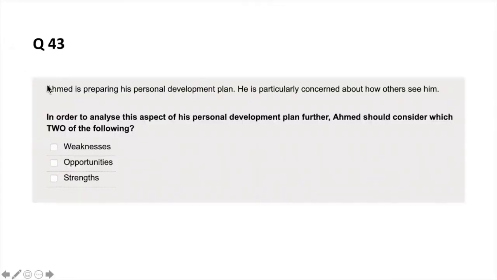Question number 43. Ahmed is preparing his personal development plan. He is particularly concerned about how others see him. In order to analyze this aspect of his personal development plan further, Ahmed should consider which two of the following. Now, when you think about your individual personal development plan, some companies call it IDP, the individual development plan, it's important to look at your strengths and weaknesses, right? You have to understand yourself first, right? You should consider this as an important part of doing an analysis.